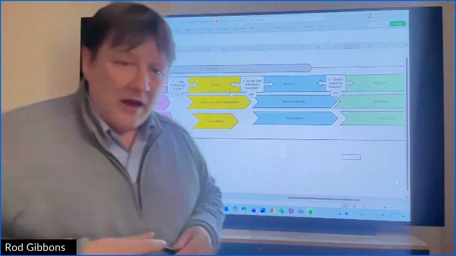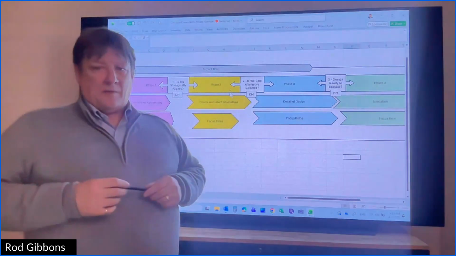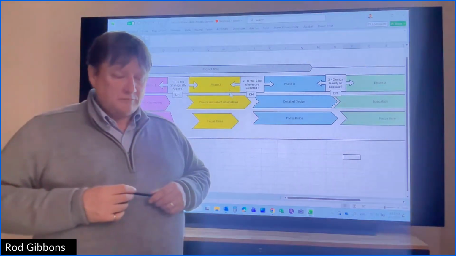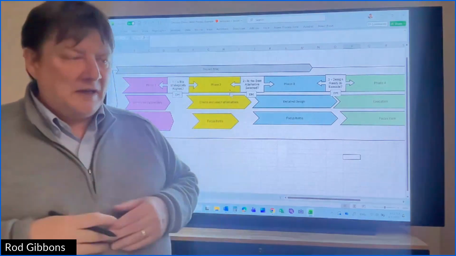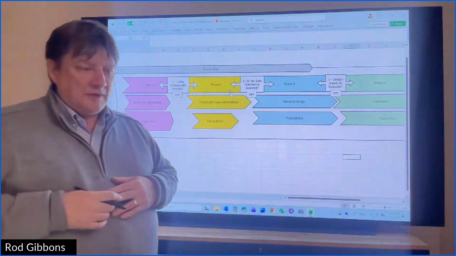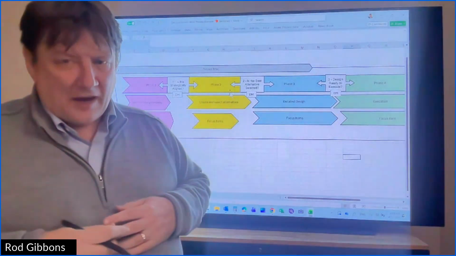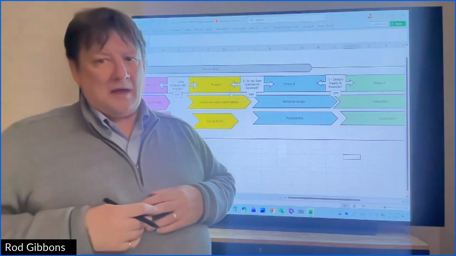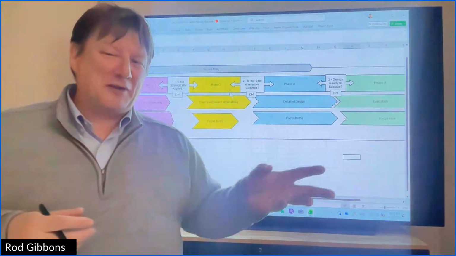Another question here. How long does each phase typically last? Well, entirely variable. Some, and we can work an example here, but I would say a phase can last anywhere from a couple of hours to a couple of years.